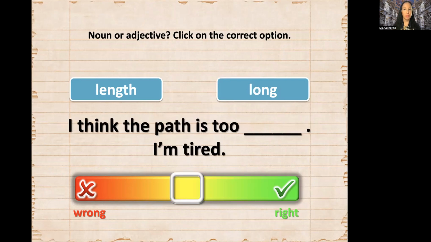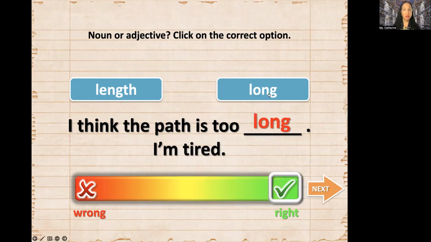I think the path is too length. I'm tired. I think the path is too long. I'm tired. Remember, I'm is I am. I think the path is too, that's right, long, okay? Remember, the adjective would come after the verb here. The noun would be path.